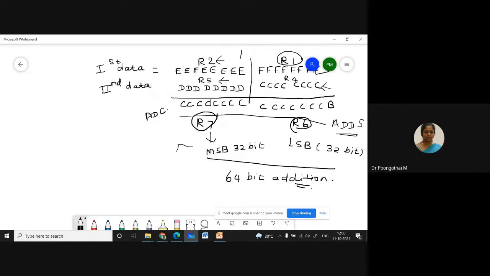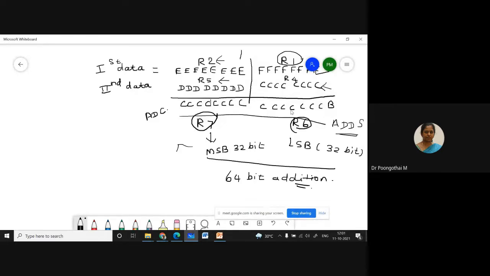First, you have to perform LSB addition, and for that you have to use the ADDS instruction in order to update the flag status. And after that, you have to perform MSB addition. For that, you have to use ADC, add with carry, and store your results in the corresponding register. So using this method, we can perform 64-bit addition.